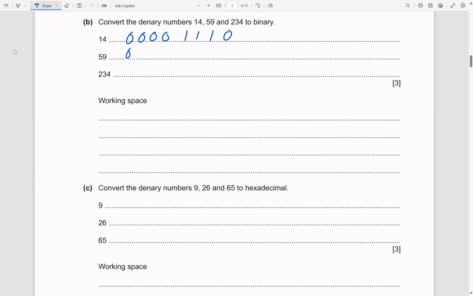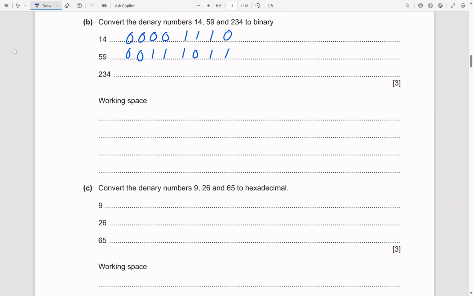59, so no 128s, no 64s, but there will be a 32, and then I guess there will be a 16, this will give us 48. There will then be an 8, so that gives us 56, and then there won't be a 4, but there will be a 2, there will be a 1. And again, we can just add that up to check: 32, then plus 16 is 48, plus 8 is going to be 56, 58, 59.